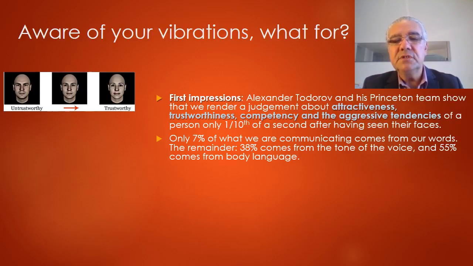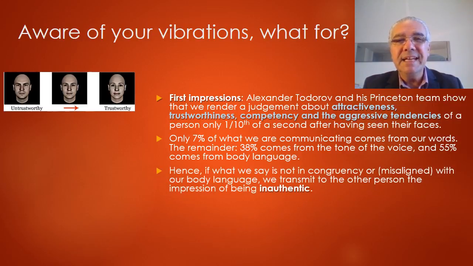This type of research, this field of psychology, shows that only 7% of what we are communicating comes from our words. The remainder, 38%, comes from the tone of our voice, and 55% comes from our body language. Hence, if what we say is not in congruency or is misaligned with our body language, we transmit to the other person the impression of being inauthentic. That may not be a problem, but that could actually give rise to problems.